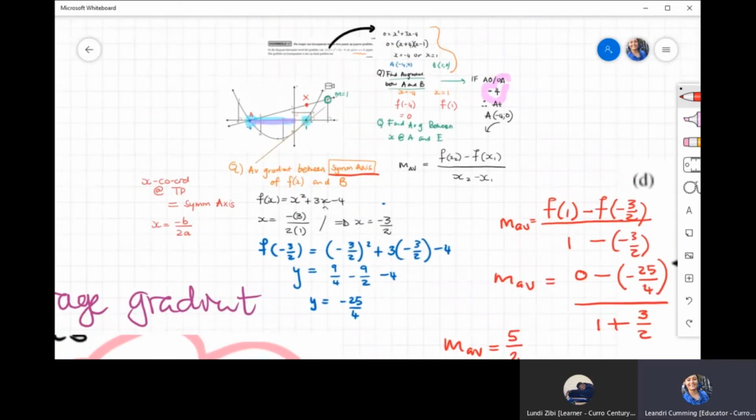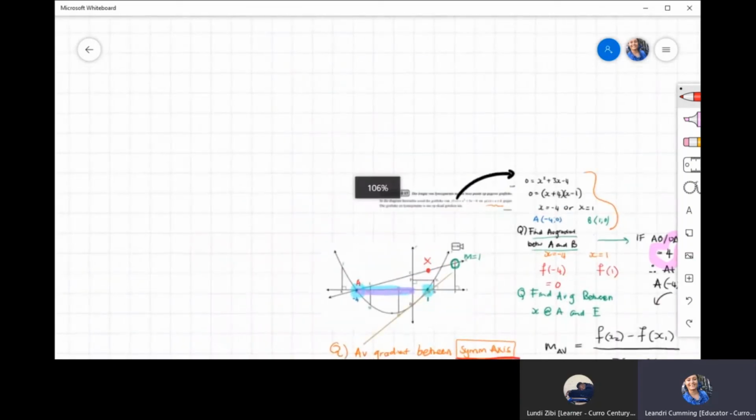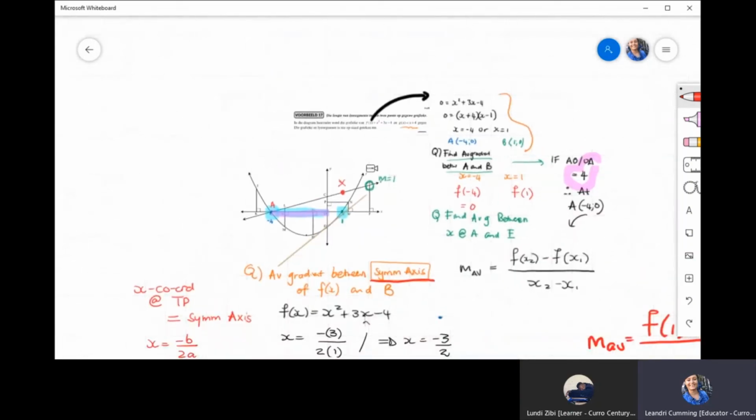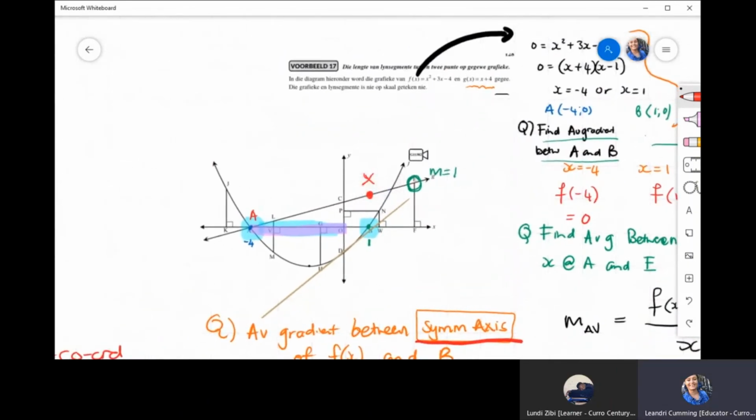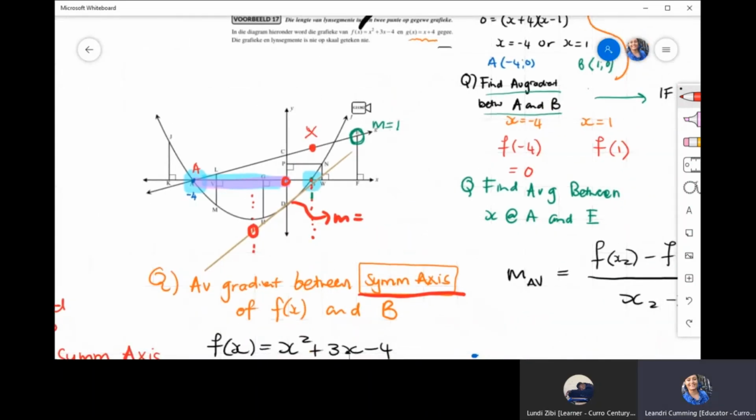I then have a positive gradient between the axis of symmetry and the coordinate of B. Here would have been my axis of symmetry. That's where x is -3/2. There's my origin. And here is B, where x is 1. Positive gradient, average gradient, positive average gradient of 5/2.